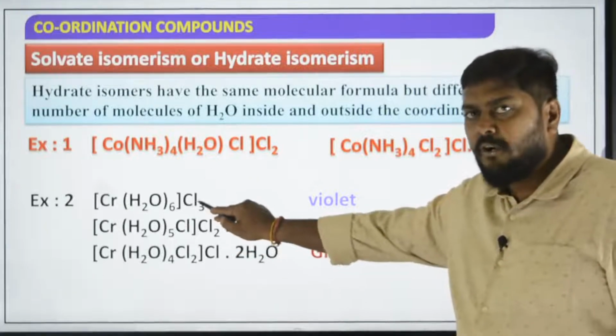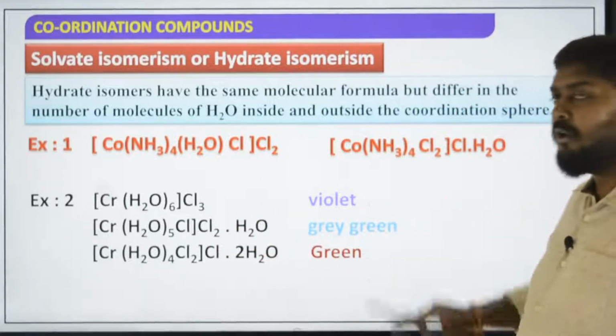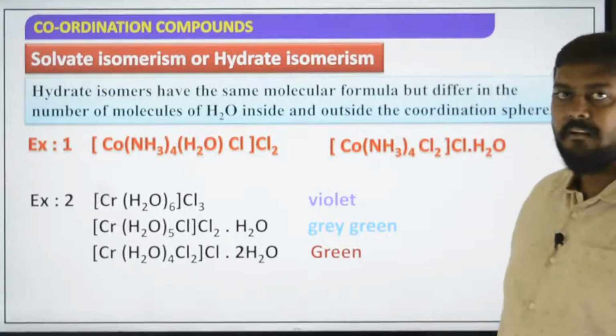Now in the absence of a water molecule outside, the color of the complex will be violet. And in the presence of one water molecule, the color of the complex will be gray-green. And if I have two water molecules, then the color will be green, right?